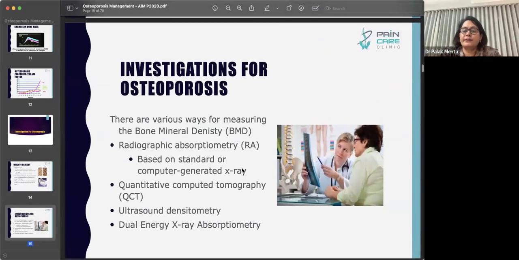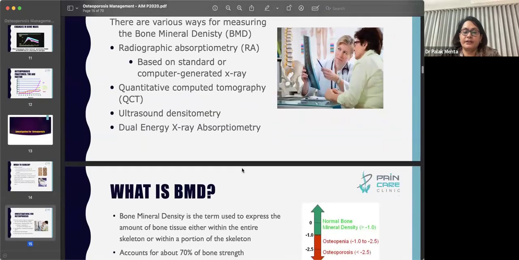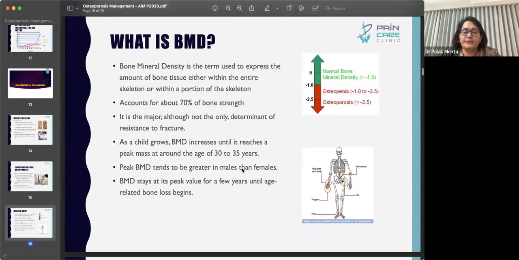There are various ways of measuring bone mineral density: radiographic absorptiometry based on standard or computer-generated X-ray, quantitative computed tomography, ultrasound densitometry, and dual energy X-ray absorptiometry. Commonly, what we use is the DEXA scan.